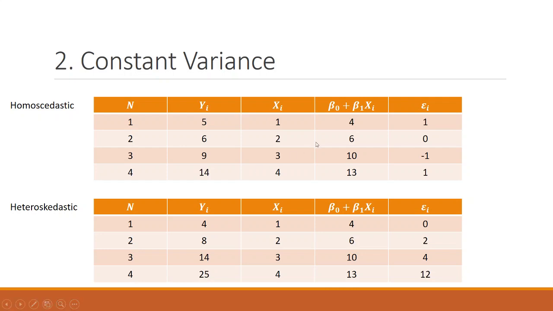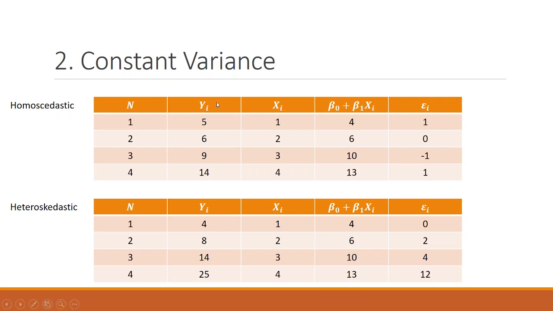So here I have two mock data sets, and in these data sets I have 4 individuals, and I have the same x values: 1, 2, 3, 4, 1, 2, 3, 4. I have the same predicted y, the same predicted dependent variable. It means beta 0 plus beta 1 times x is 4, 6, 10, 13. So these two columns are the same, and these two columns are the same. But now in this top table, I'm going to have something that looks a lot more like homoskedasticity, and in the bottom table, something that looks like heteroskedasticity.